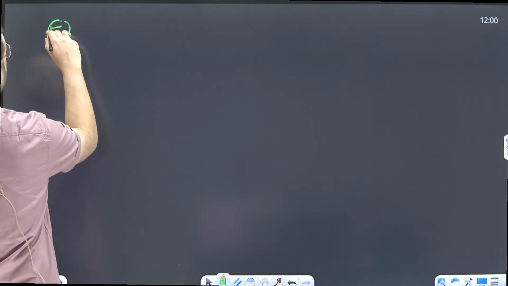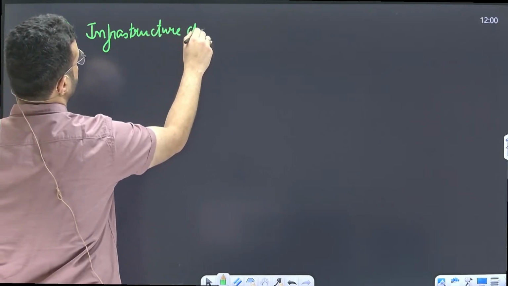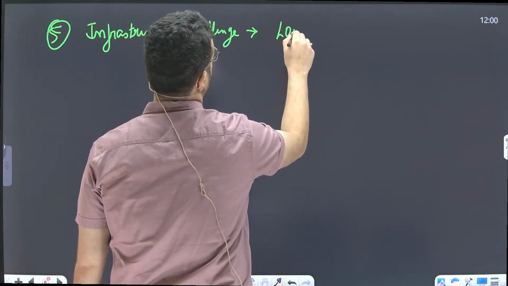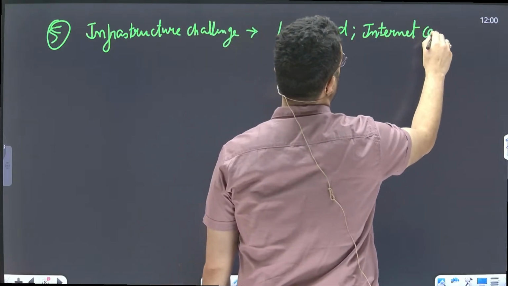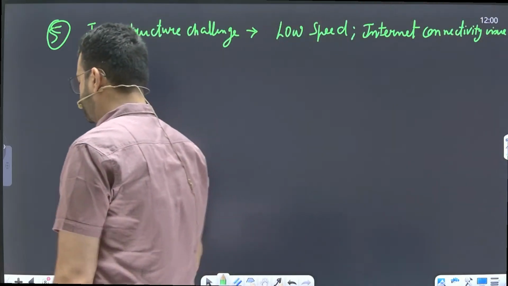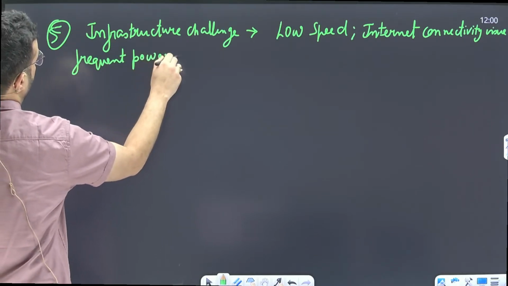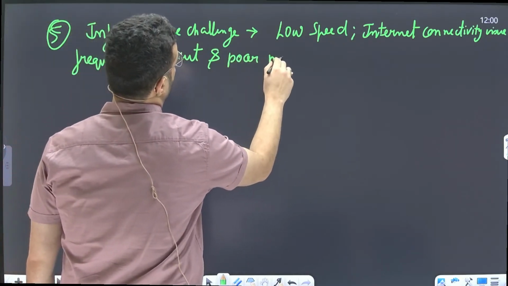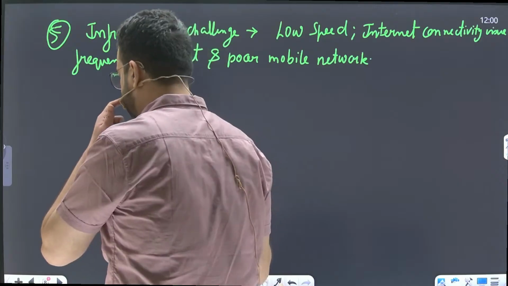Then fifth, infrastructure challenge. Low speed internet, connectivity issues, frequent power cuts, and poor mobile networks. This is the major issue.